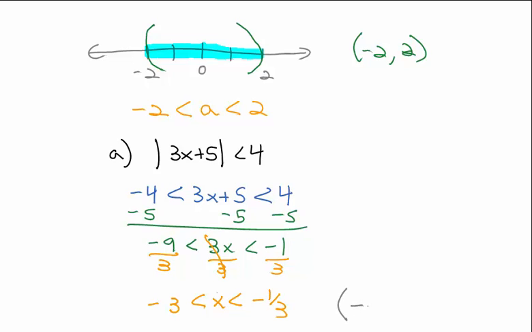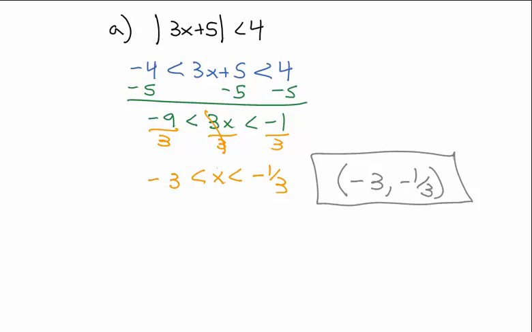In interval notation, we go from negative 3 to negative 1/3. Anything in that range will make this inequality a true inequality. Let's try another example.